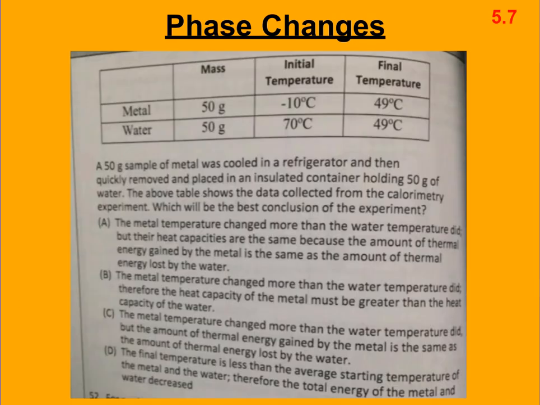Go ahead and pause the video and read through this problem, seeing which answer is the best. Restart when you're done.